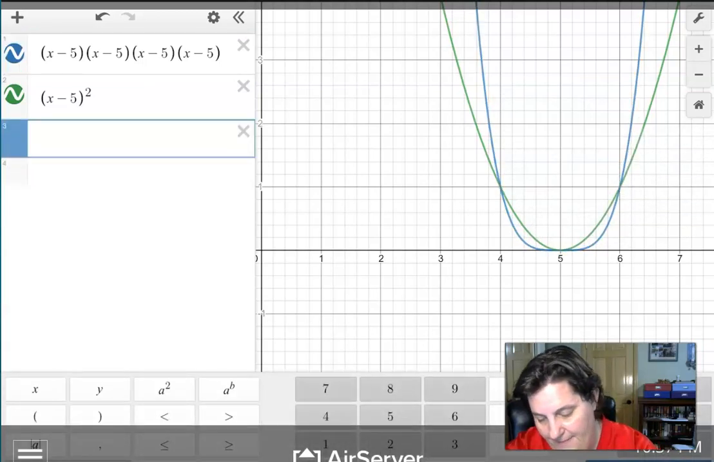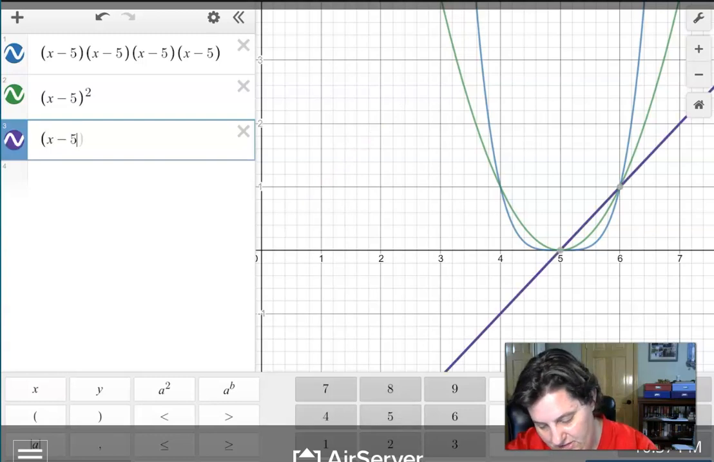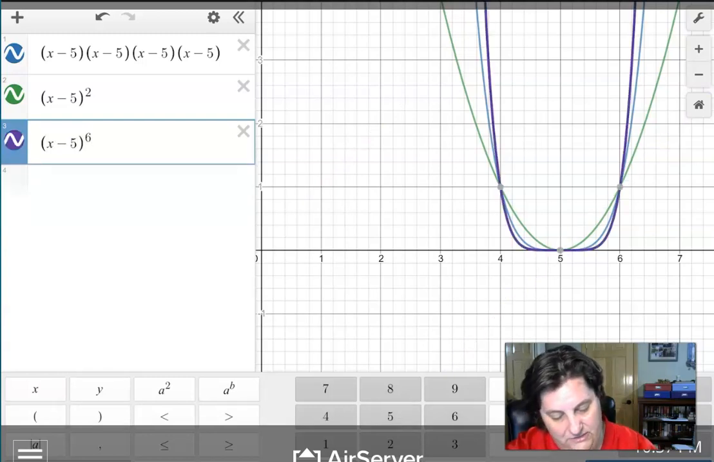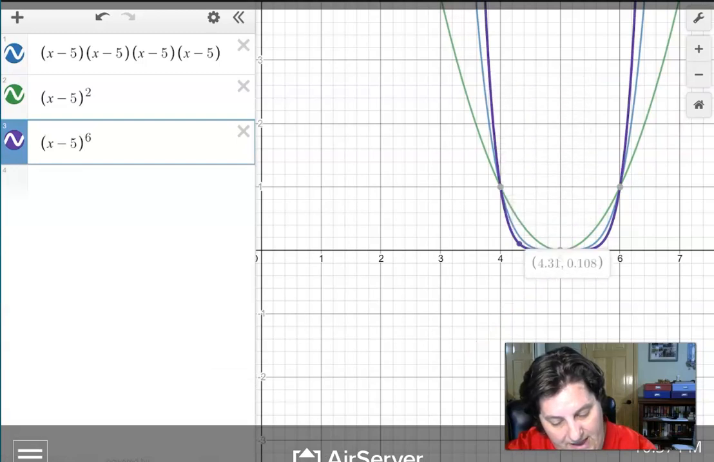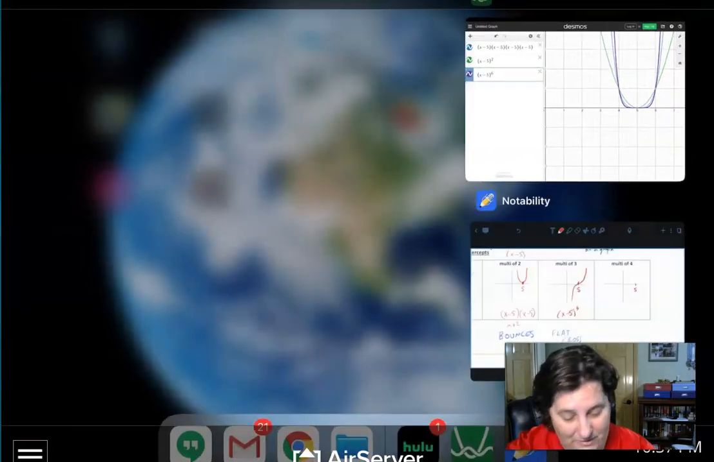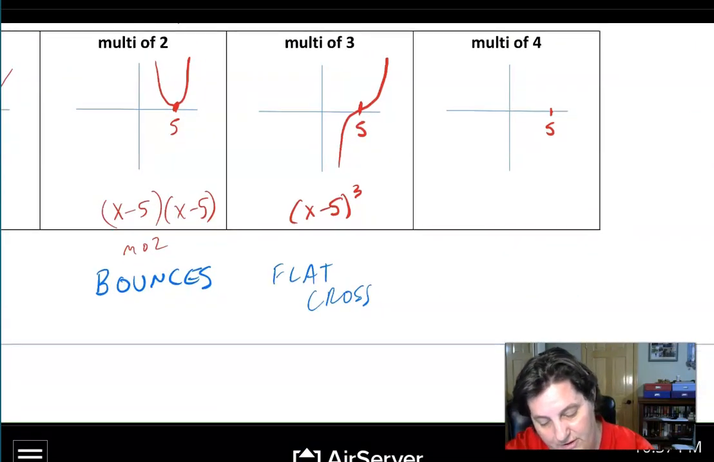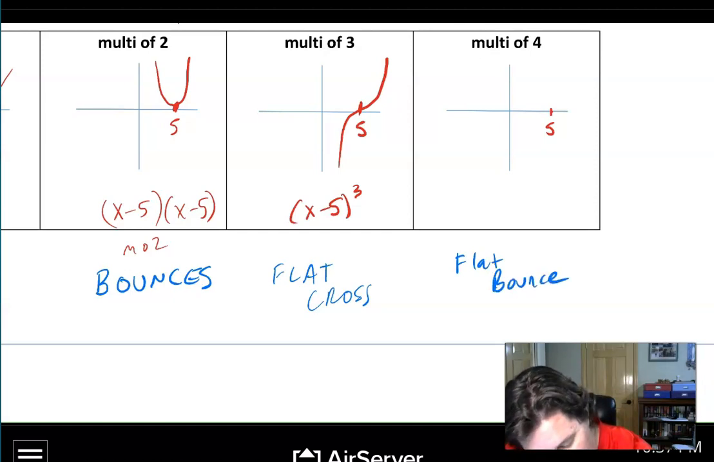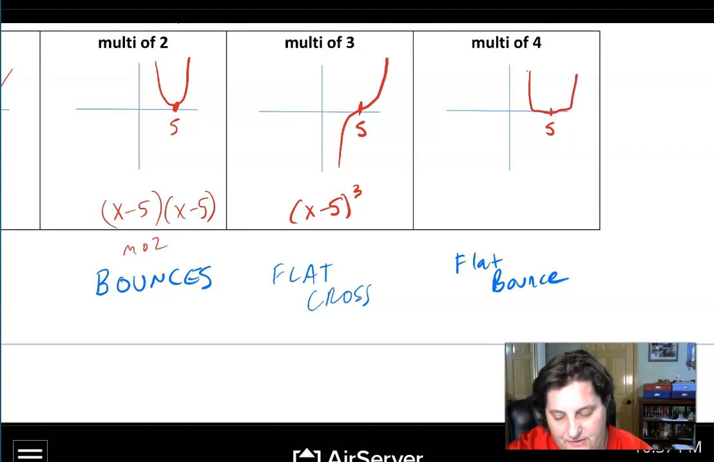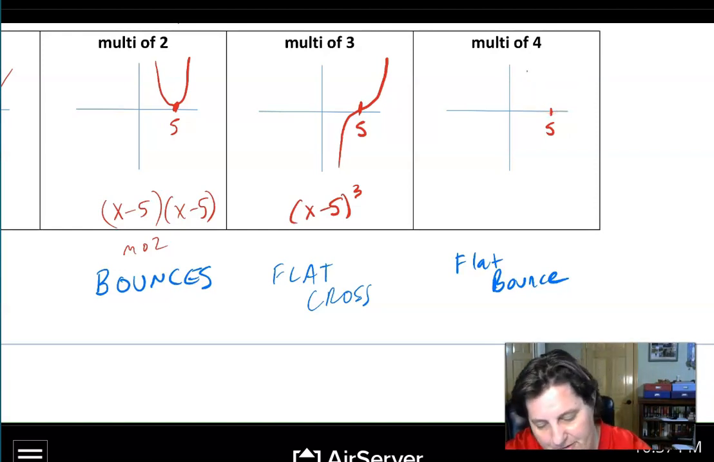So what do you think would happen if I did it to the 6th? Well, that's my purple line. It flattens even more. So all of these are going to keep bouncing. They're just going to keep flattening even more and more. So a 4th, I would call a flatter bounce. And so it kind of comes down like this, and it comes back up. I didn't draw that very well, but you guys get the idea. It makes a flatter bounce.